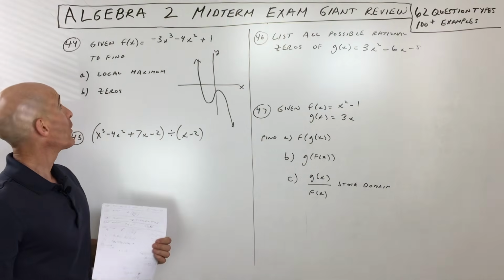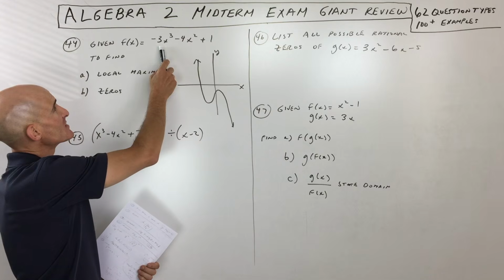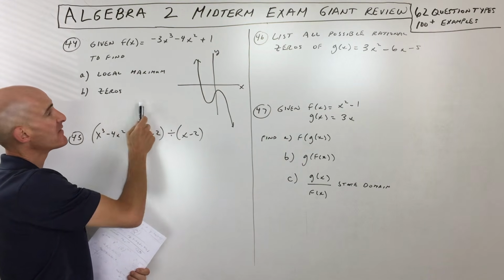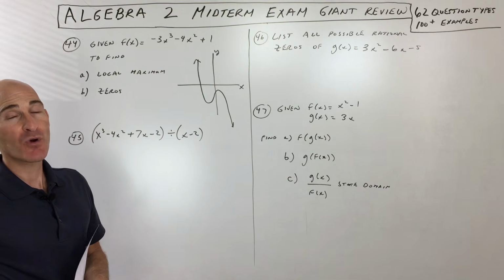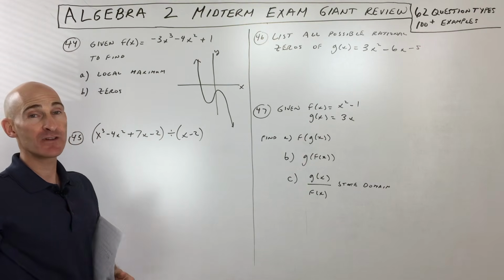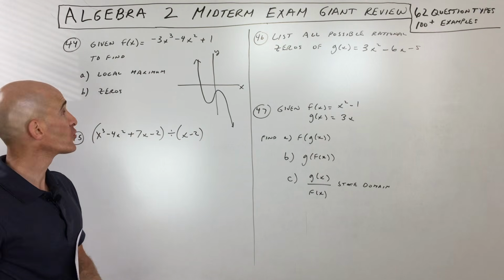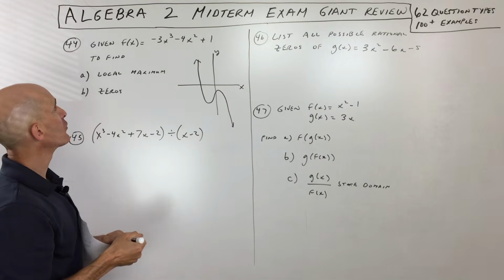Okay, number 44, it says given f of x equals negative 3x cubed minus 4x squared plus 1, find the local maximum and the zeros. So these are calculator problems, and what you would do, and I've done videos on this before, you can go to my TI-83 and TI-84 calculator tutorials, but you want to find the local maximum.